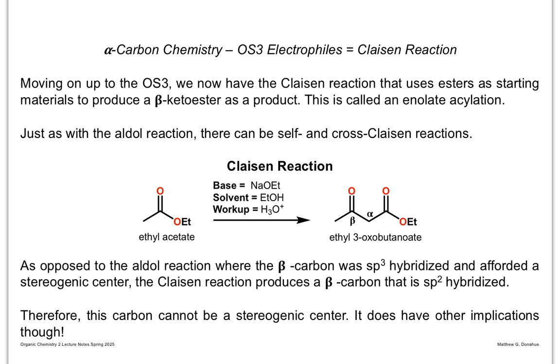Okay, so now we're going to look at one oxidation state higher. We're going to be starting with esters. So we're at oxidation state 3. The conditions are similar. We're going to treat an ester with a base, and now we end up with a new product. The beta carbon is at oxidation state 2. So whenever you see that, you can tell that it came from a Claisen reaction.